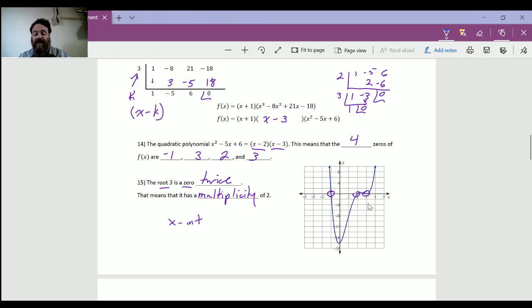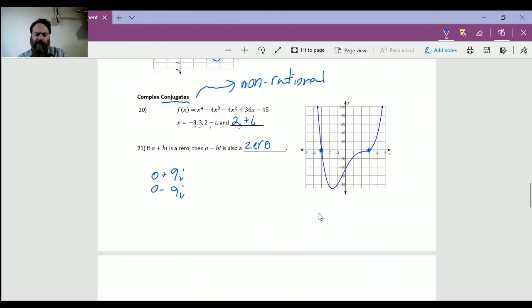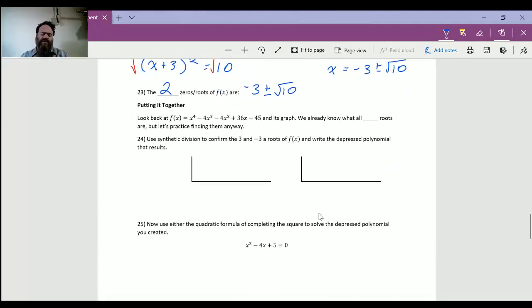You can see that here, how the graph just kind of bounces off or touches the x-axis. And if it's an odd multiplicity, like the -1 and the 2 have because they only show up once, it's going to flat out just cross the x-axis. So that's what's going on there. Don't stress too much about that.